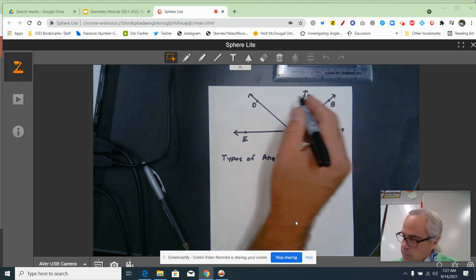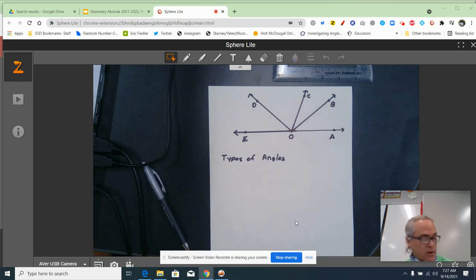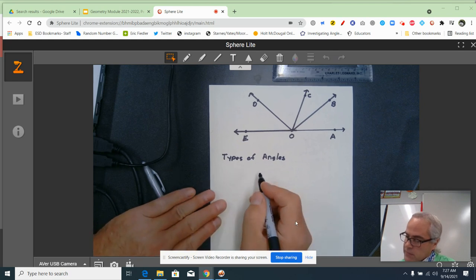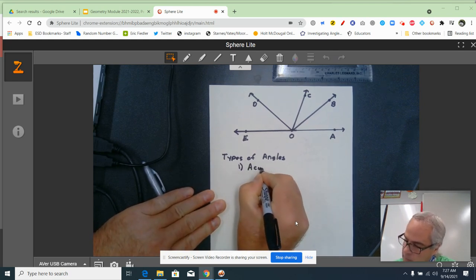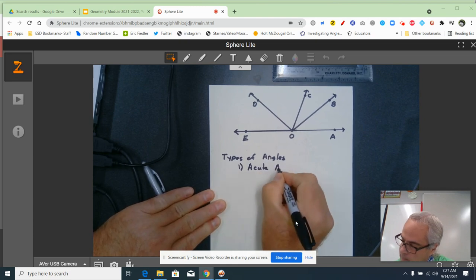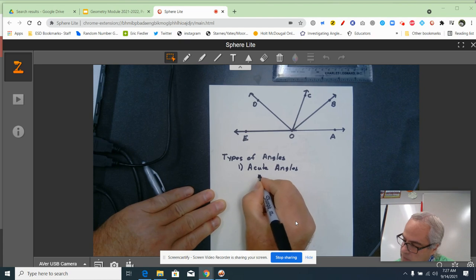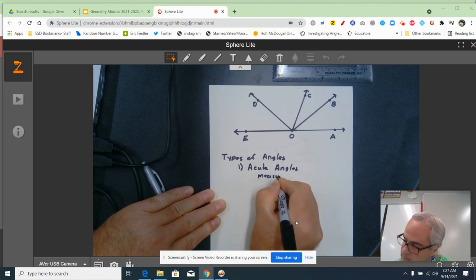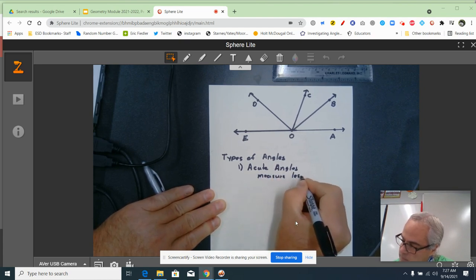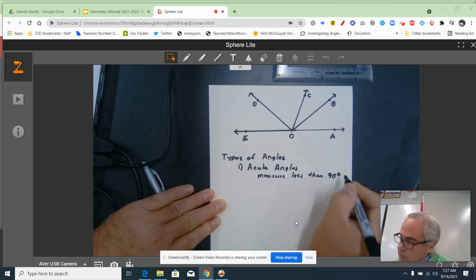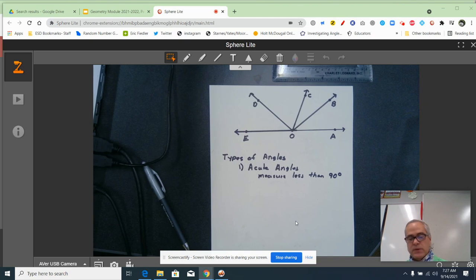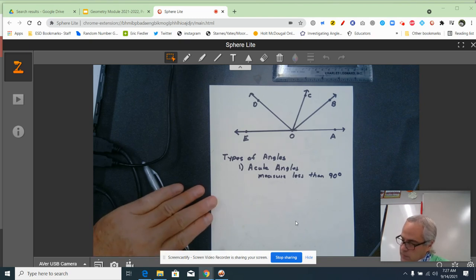We have a picture here, a pretty complex one with a lot of different types of angles. I want to talk about the different types of angles first. There's four of them that we'll talk about. Acute angles, and they measure less than 90. And remember, bigger than 0, too. We're only going to talk about angles that measure between 0 and 180 from the first video.